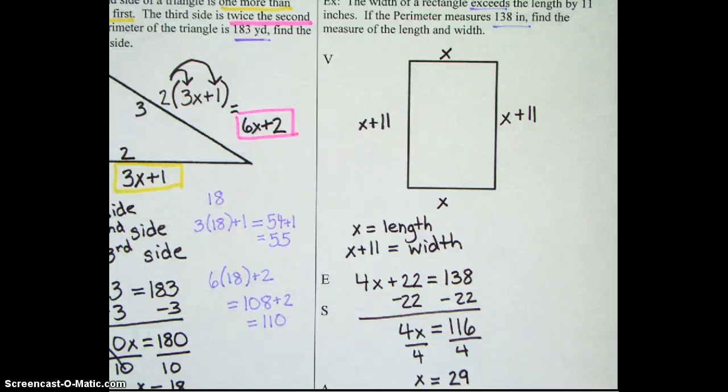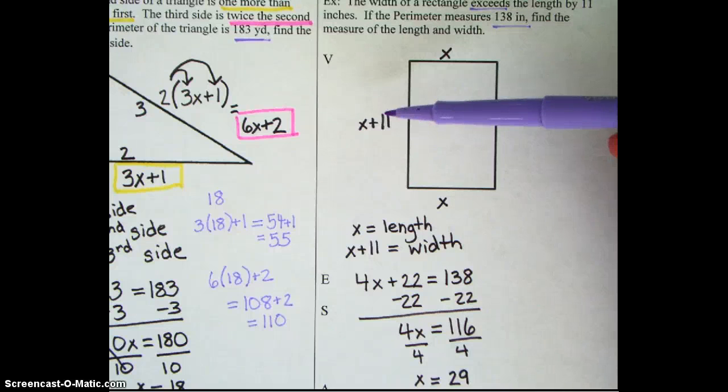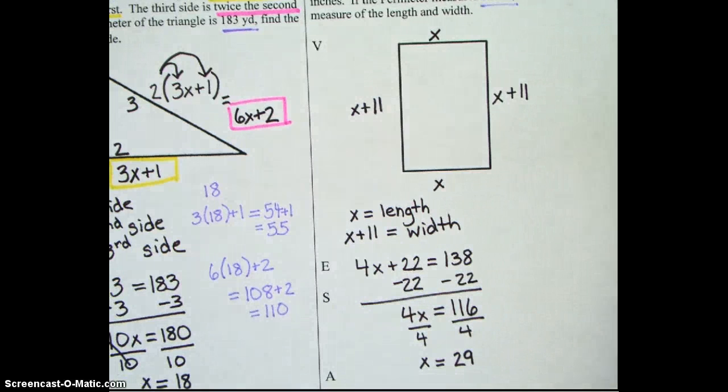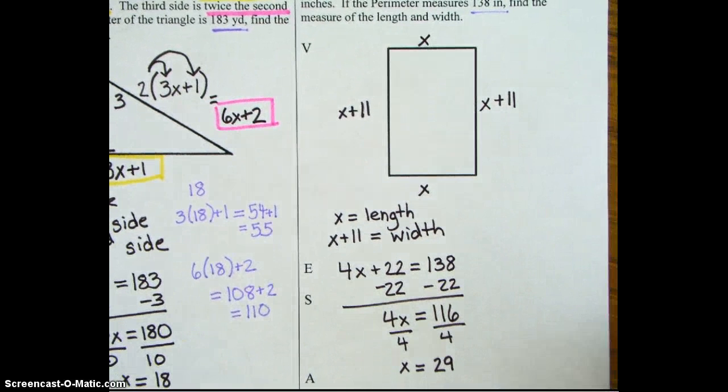One of the questions that came up in class was, is it okay to have 11 plus x instead? And the answer to that is yes, because addition's commutative. Where you have to be careful is if it's subtraction, because if it says less than, you need to make sure you have x minus 11 instead, because it will change your answer.